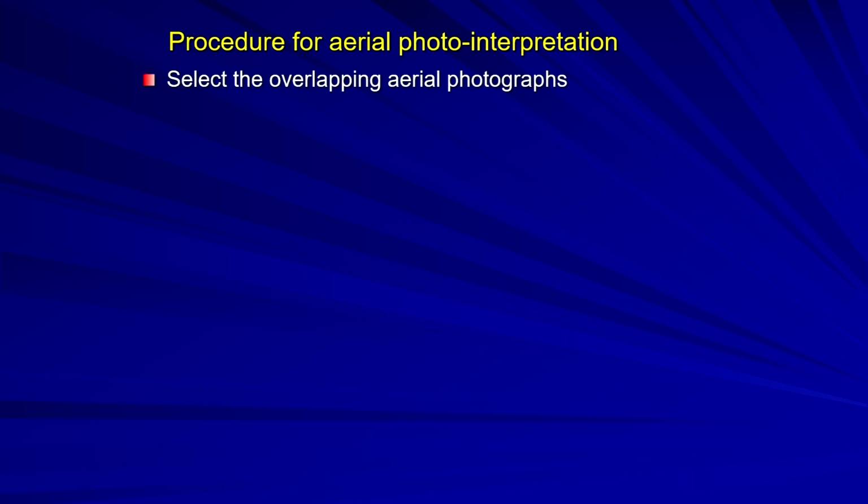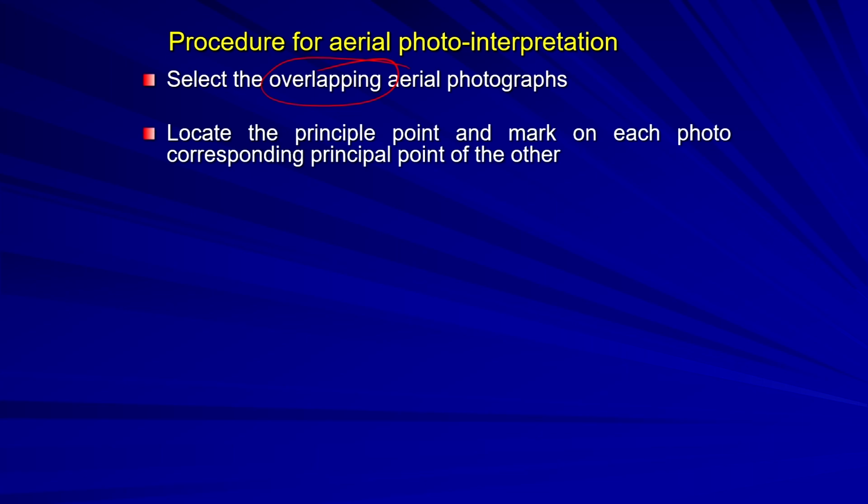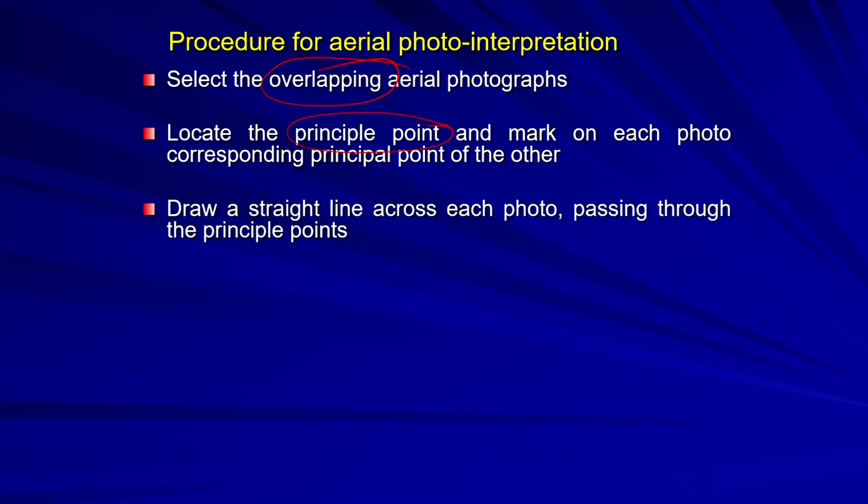Now, the procedure for aerial photograph interpretation. The most important thing is that you need to have overlapping aerial photographs, and unless you have this, you will not be able to view the 3D. Then identify or locate the principal point on each photograph, and draw the straight line passing through each of the principal points.